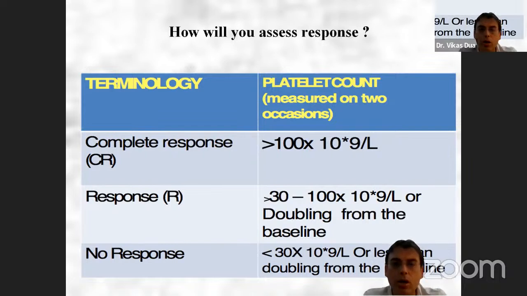So what does this mean? Let's go back to our own case. A child, a 3.5-year-old girl, had a platelet count of 8,000. Let's say this girl has been started on IVIG at a dose of 1 gram per kg. After 48 hours, the platelet count from 8,000 increased to 16,000. Then after a few days, it is 18,000. You will still call it a response. It is not that every time you need to have a platelet count of more than 30,000. Even doubling from the baseline is a response. And in case these two criteria are not met, then you will say that there is no response and you can think of changing the medicine if required for that patient.